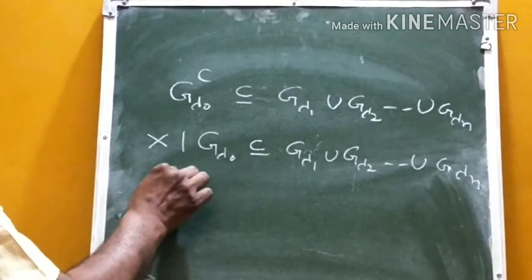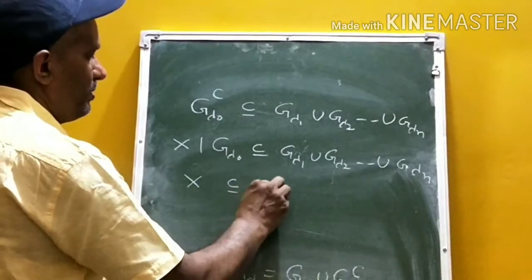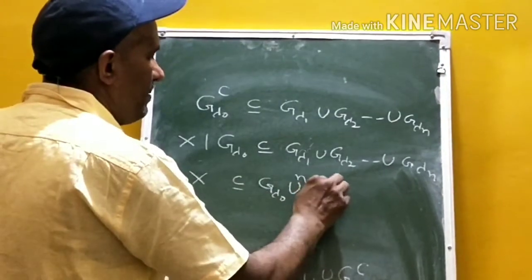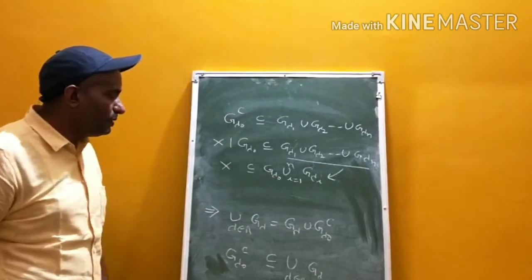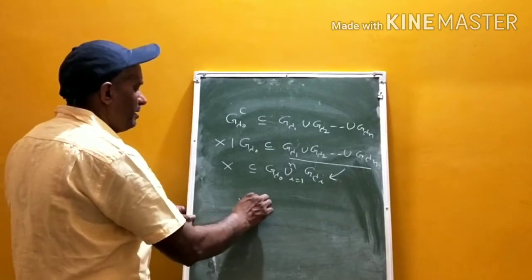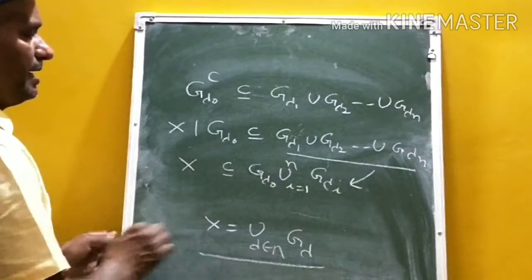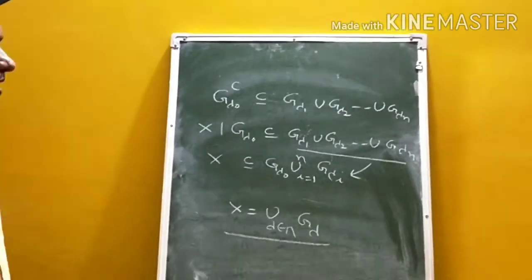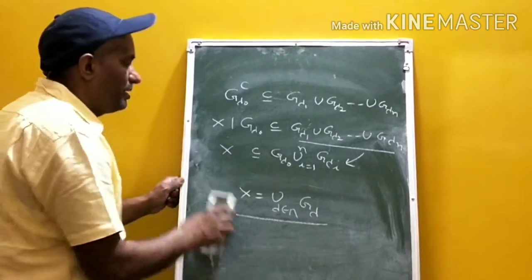Now X can be written as G lambda naught union the union over i equals 1 to n of G lambda i. We have assumed X has a cover, X is equal to the union over lambda belonging to gamma of G lambda. This is the cover of X, and from this cover we draw a finite subcover, so we say that the cofinite topological space is compact. Now we come to the next theorem.